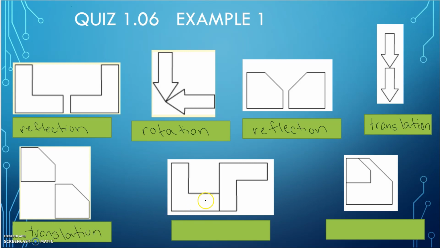All right, now our L's seem to have rotated. Looks like a 90-degree angle, a quarter of a circle. And the only one where our image changes size is a dilation. And that's example 1.